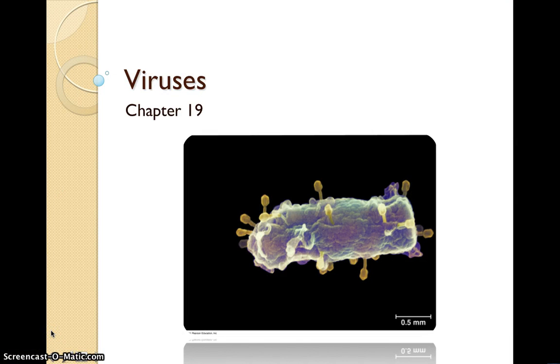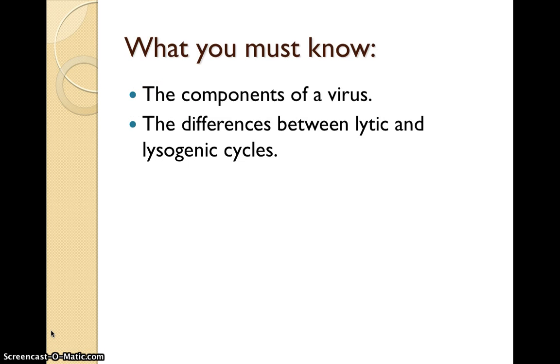Hello guys, we are gonna talk about chapter 19, which is viruses. So yeah, let's get started. A few things that we need to know: the components of viruses, and how they reproduce themselves, how they can make more viruses from just one single virus.